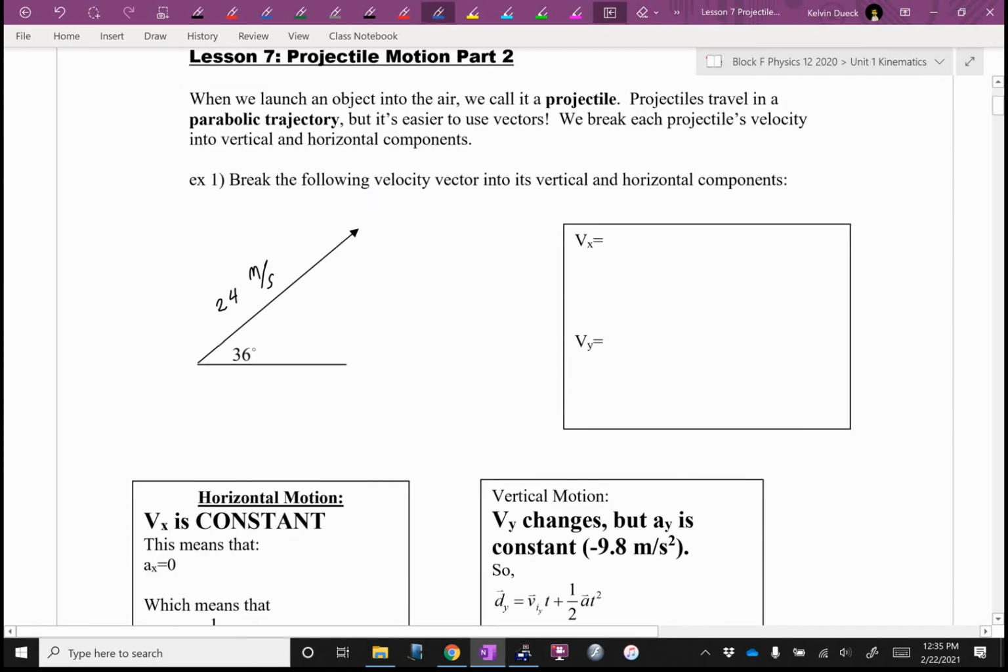So example 1 says, break the following velocity vector into its vertical and horizontal components. Okay. There's Vx. There's Vy initial.